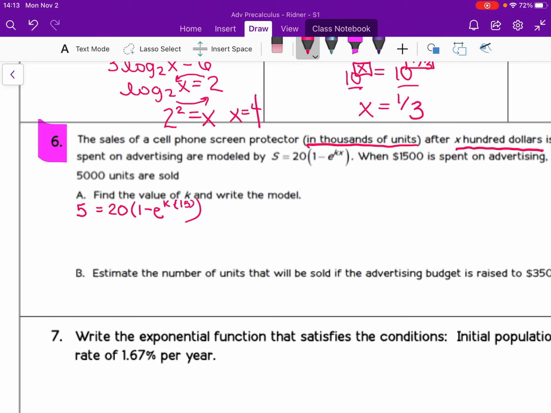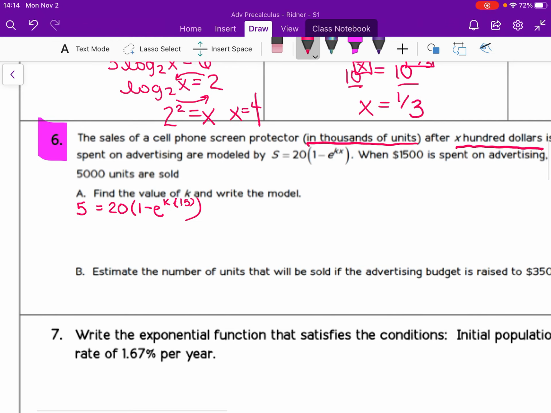So when we did this problem or a problem similar to this, think about the half-life problem you had to do. We did the Y1, Y2 in Desmos and solved for K. That is completely fine to do. But now that you have a few more tools in your toolbox, I'm going to show you how to solve it using the solving method, algebraically instead of graphically. Words are hard today. All right, so divide by 20 on both sides to get 1/4 equals 1 minus e to the 15k.